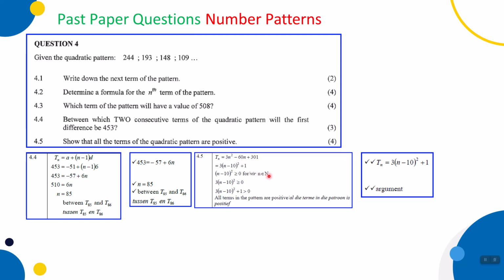of the naturals. And then even if you put a 3 in front, it will still be greater than or equal to 0. And even if you add a 1, if you put in the 10 in there, you'll have a 0 here, and then plus the 1, that is then greater than 0. So it will be positive. All terms in the pattern are positive. So you get a mark there for leaving it in that turning point form when you've completed the square. 2 marks there, and you get 2 marks then for your argument here.